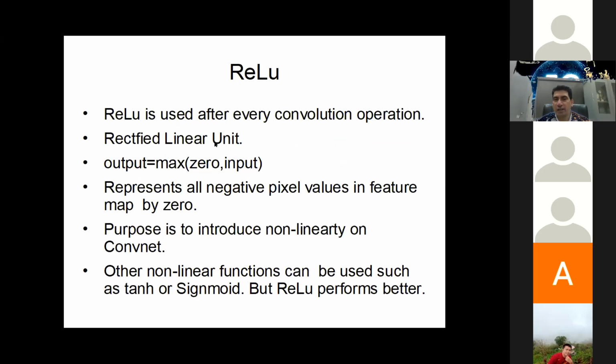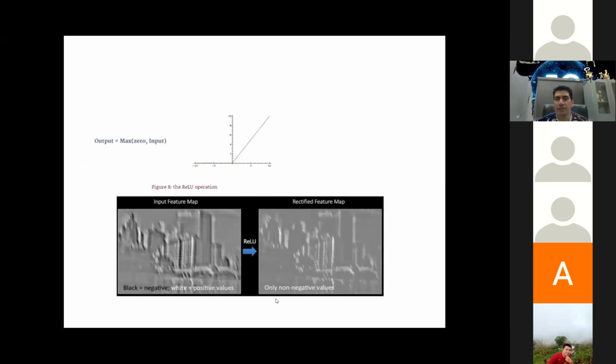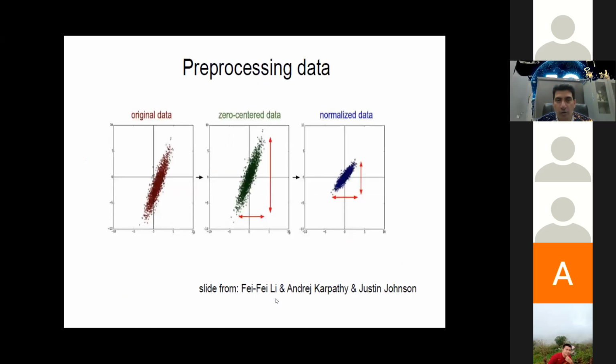ReLU is rectified linear unit. Output is equal to max of 0 or input. So either it is 0 or the max. It represents all negative pixel values in a feature map as 0. Purpose is to introduce nonlinearity in convolutional networks. Other nonlinear functions can be used such as tan hyperbolic, but ReLU performs better in case of detection as compared to others. This is what you do in case of pre-processing of data.